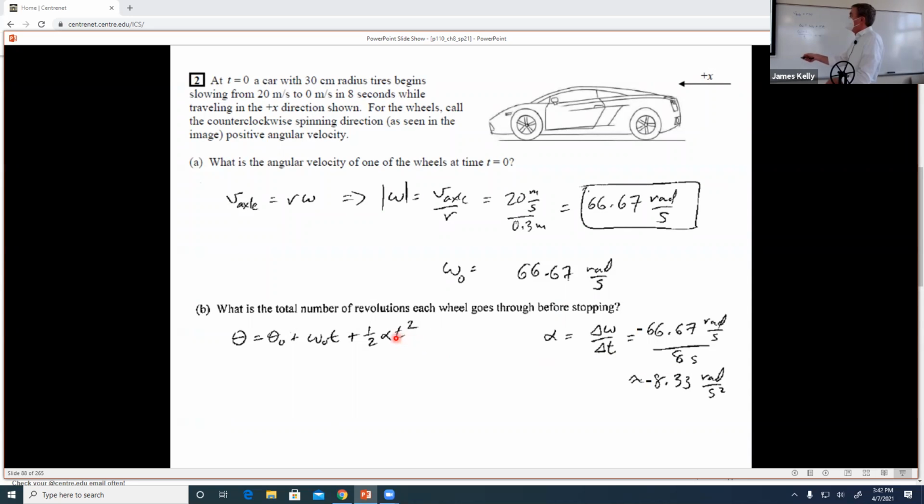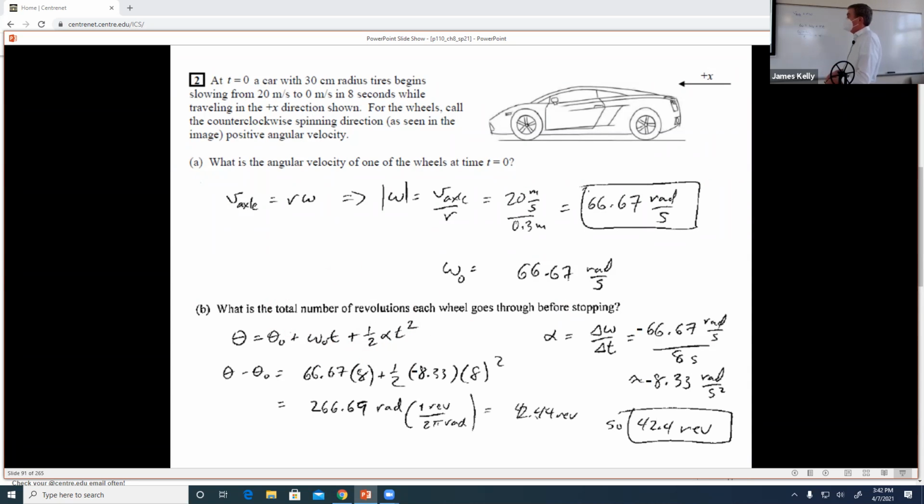So I got my alpha, and I've got my t that I want to plug in, so I'm just going to see what theta minus theta 0 is. Again, t is 8 seconds, and plugging that all in, I get 266.69 radians. Again, it's tempting to box it, but we're asked for revolutions, so I have to do a little conversion. 1 revolution is the same as 2 pi radians, so that's a smaller number of revolutions, 42.4.